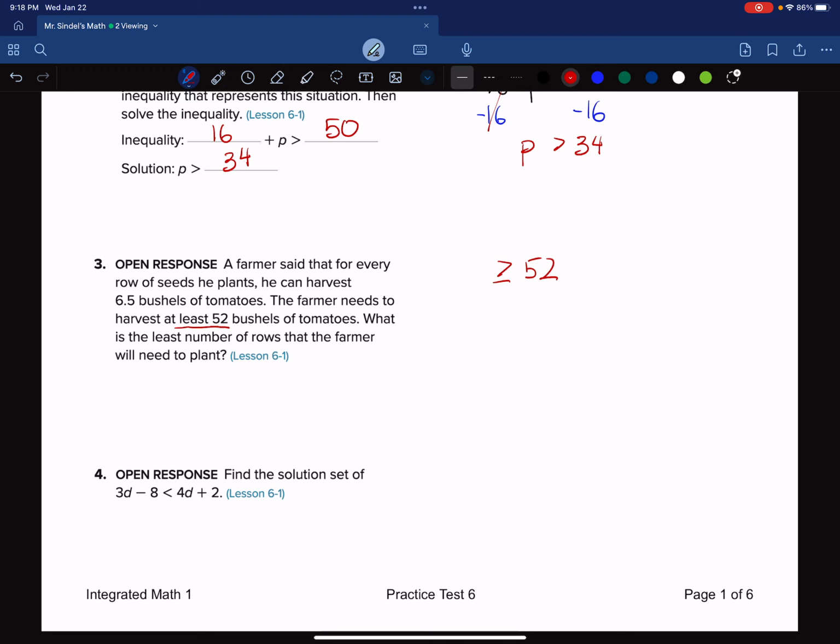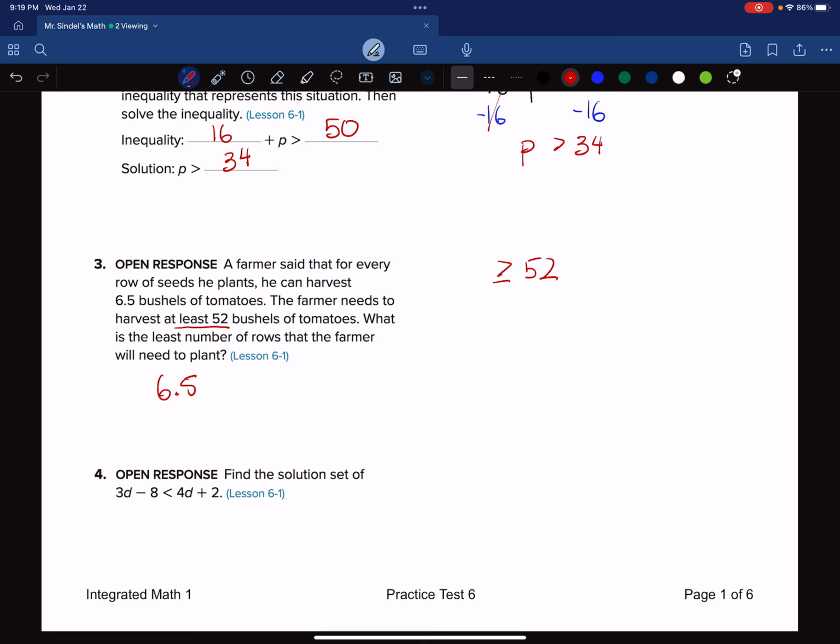This is 52. And he can harvest, for every row of seeds, 6.5 bushels of tomatoes. So what is the least number of rows that the farmer will need to plant? Okay, so this looks like we are going to be multiplying bushels by rows. So I'm going to say bushels is going to be 6.5 bushels per row, so times row.